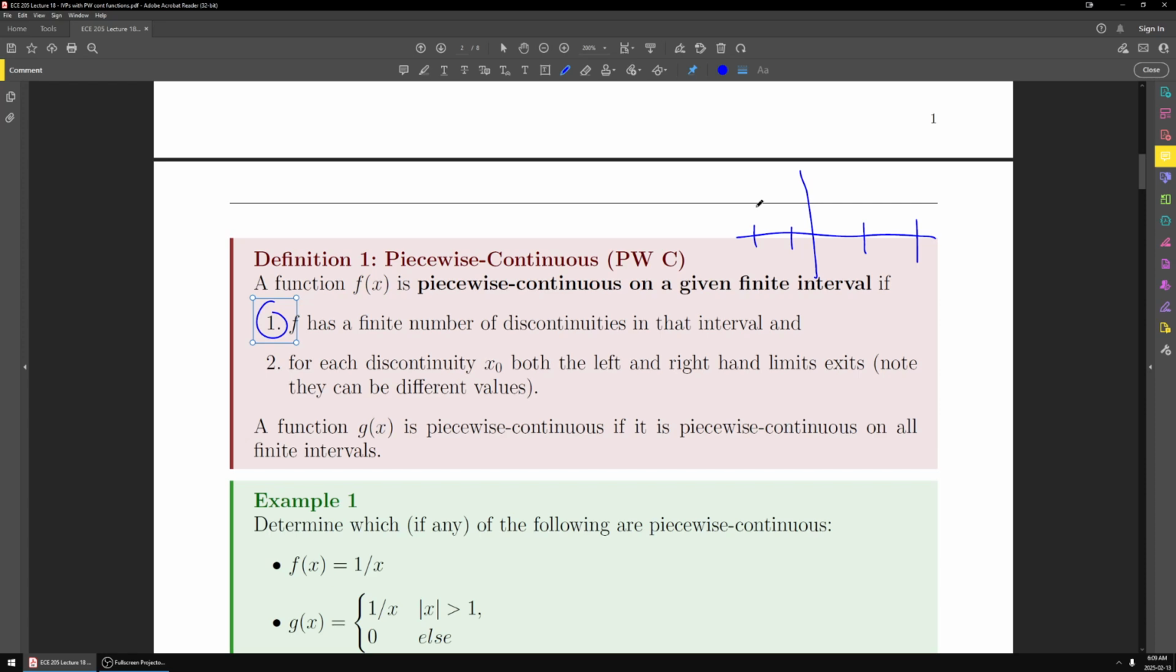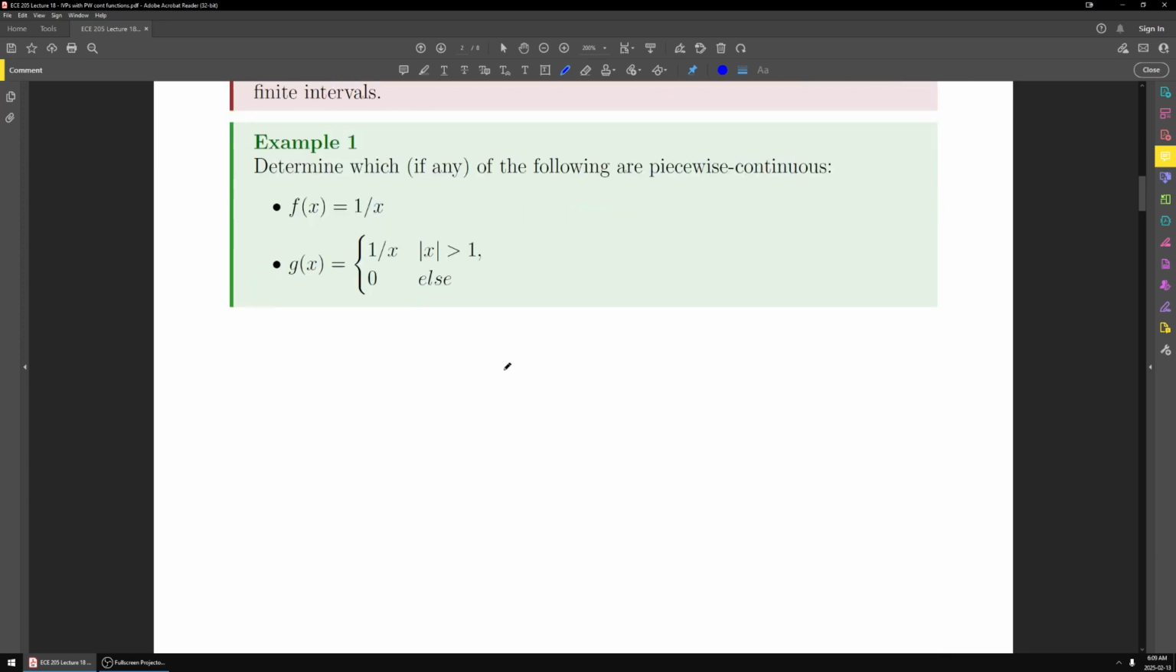And at each one of these discontinuities, I'm going to force that the function on either side of it does something nice. It has a limit. It's not diverging off to infinity or anything like that. It's just a well-behaved function. If I have a function that has some points where it's discontinuous, but at those points the limits exist, and away from those points the function is itself continuous, we say it's piecewise continuous.